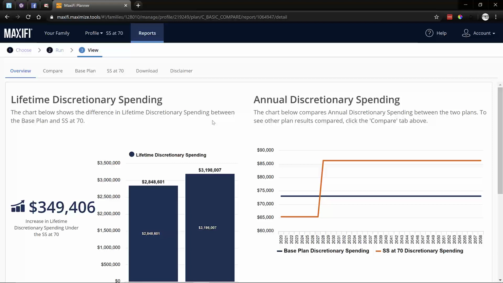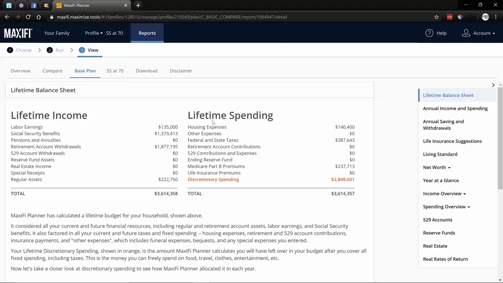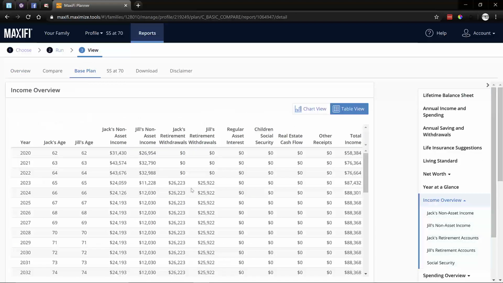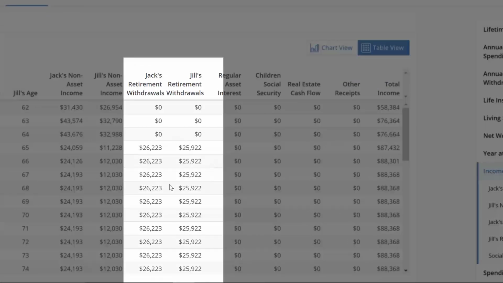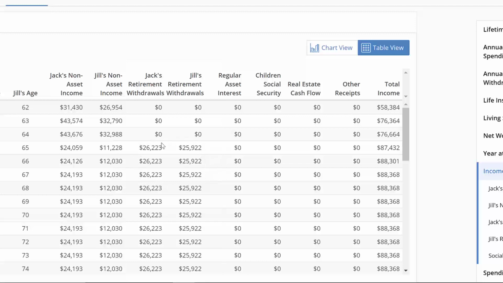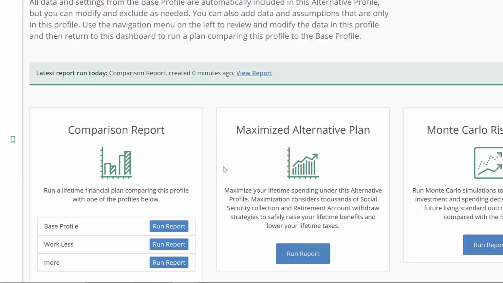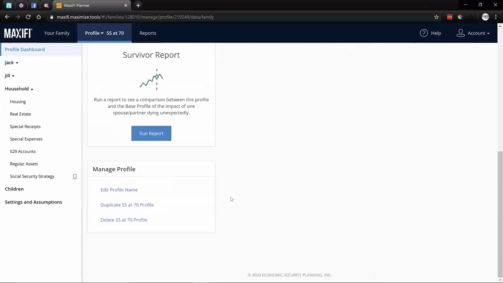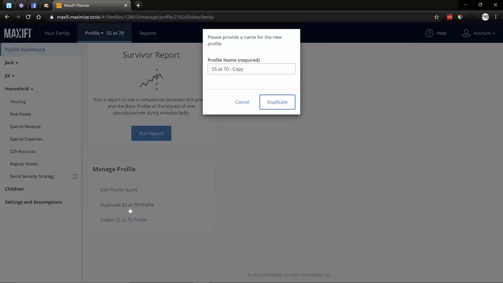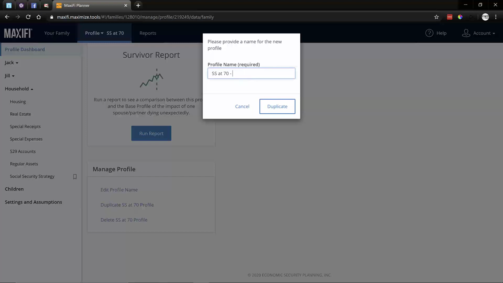So next, what we want to do is figure out a way to solve this. Again, what I'm going to do is take this money here and take out extra withdrawals. I can see that the program is already taking out about $26,000 for each, but I'm going to double that and see what happens. So I don't want to overwrite my SS at 70, so I'm going to clone that alternative profile. I'm going to duplicate SS at 70, and I'm going to call that SS at 70 special withdraws.